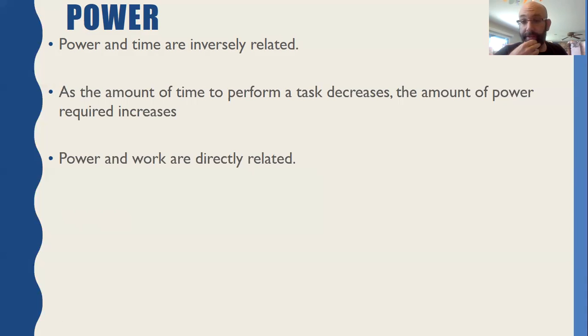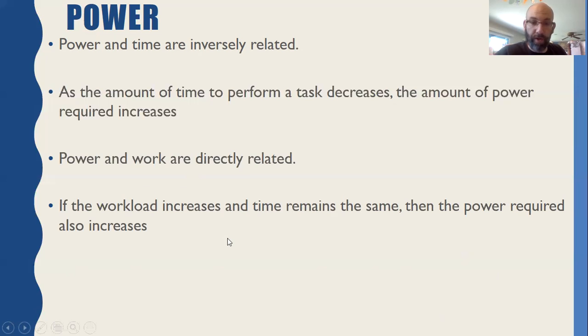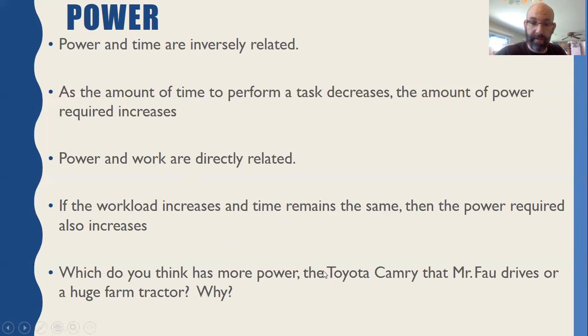Here's something kind of interesting to think about. If you walk a mile or if you run a mile, your work is the same because you use the same amount of force and you go the same distance. The difference is if you walk a mile, it takes a lot more time, so you need a lot less power. If you run a mile, you do the same amount of work in a much smaller amount of time, so you need much more power to do that. Okay. So again, if the workload increases and time remains the same, then the power required also increases.